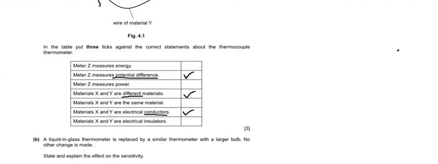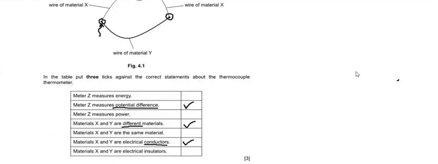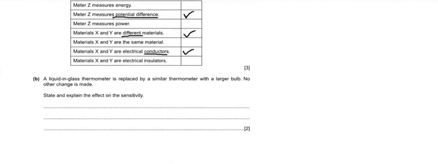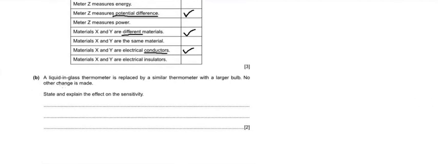And X and Y are electrical conductors, so that heat can be conducted through the wires. Now the part B of the question. The liquid in glass thermometer is replaced by a cellular thermometer with a larger bulb. Okay, and then no other change is made. State and explain the effect on the sensitivity.